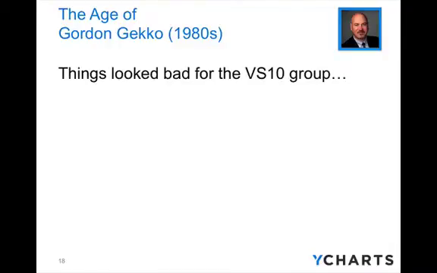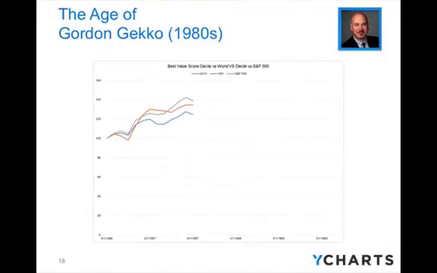So in the 80s, things were not looking good for the VS10 group. You can see in this entire presentation I've colored the VS10 group in blue, and the blue line is underperforming starting at about the fall of 1986. It's underperforming for a few months, both the S&P 500 and the VS1. We even see early on in this series a time when the VS1 crosses over the VS10.